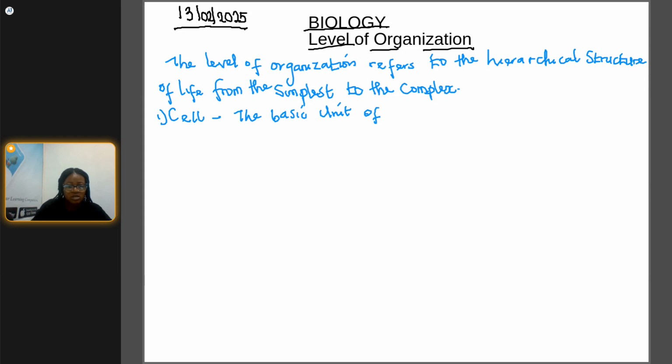I define cell as the basic unit of life. We have different types of cells. We have the nerve cell, we have the muscle cell. They are the basic unit of life. An example of an organism that has only one cell is euglena, or let me say the unicellular organisms.